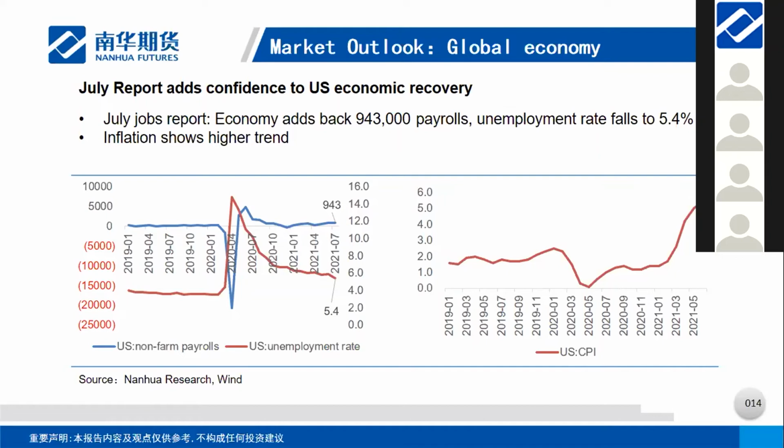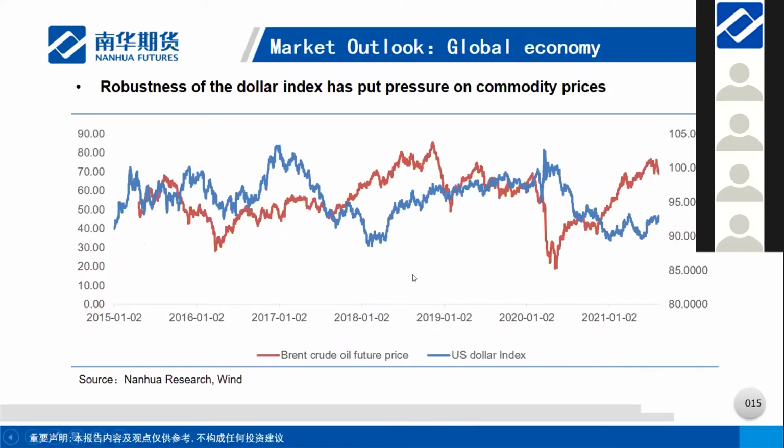All these statistics show that the possibility of the Fed reducing QE is increasing. Once the Fed cuts QE, interest rates rise and the dollar index strengthens. As we can see here, the US dollar index is usually negatively correlated with commodity prices. So the robustness of the dollar index will put pressure on commodity prices.